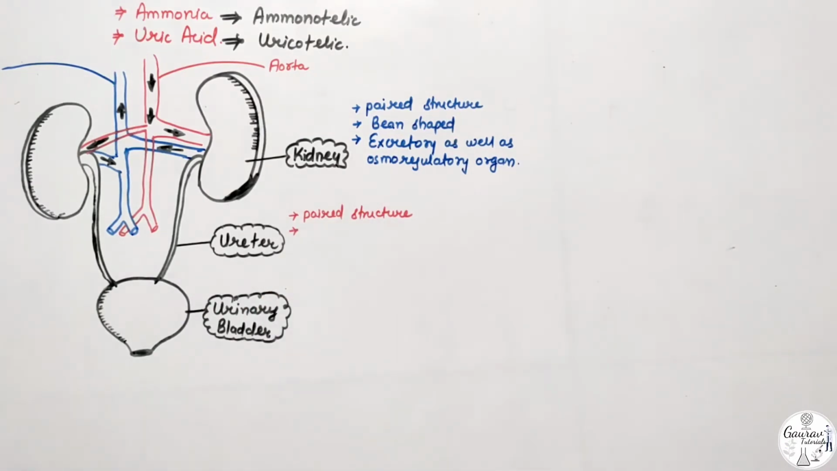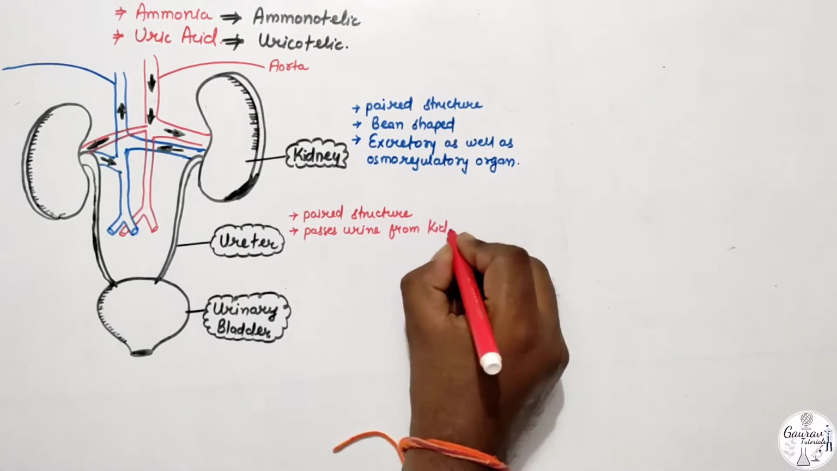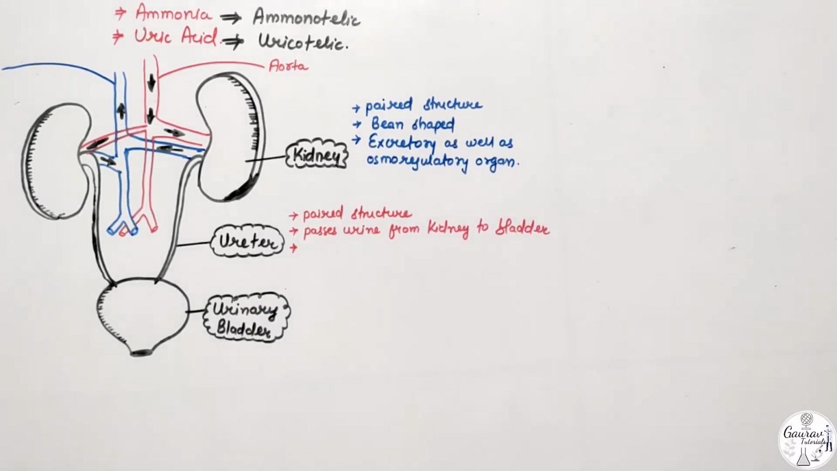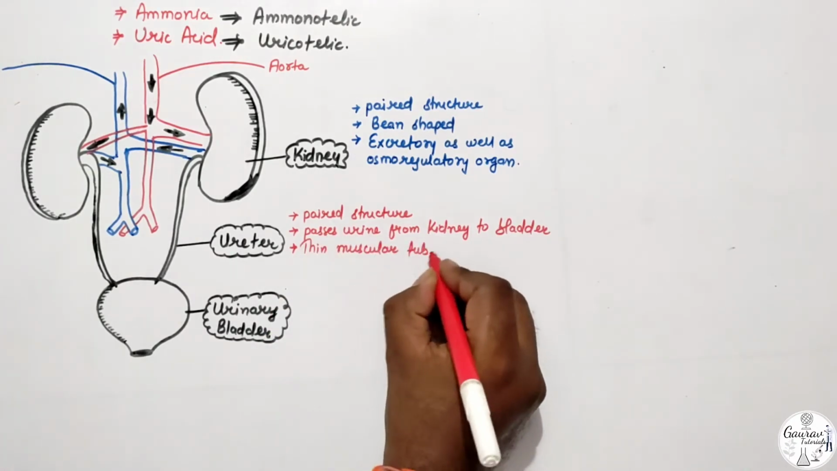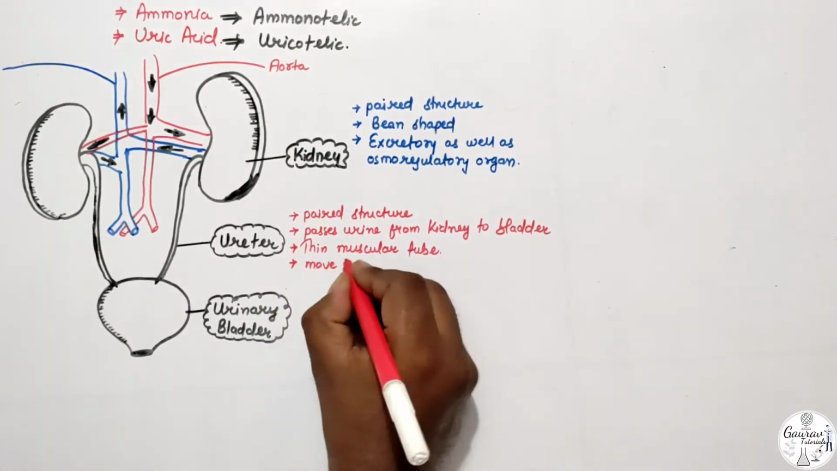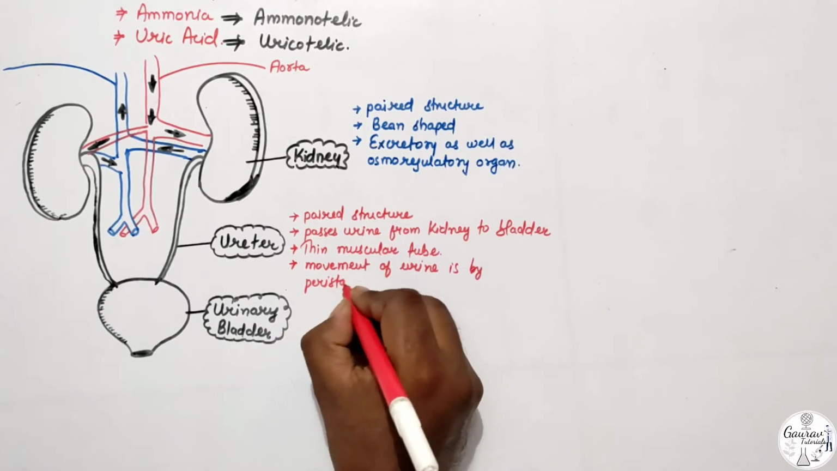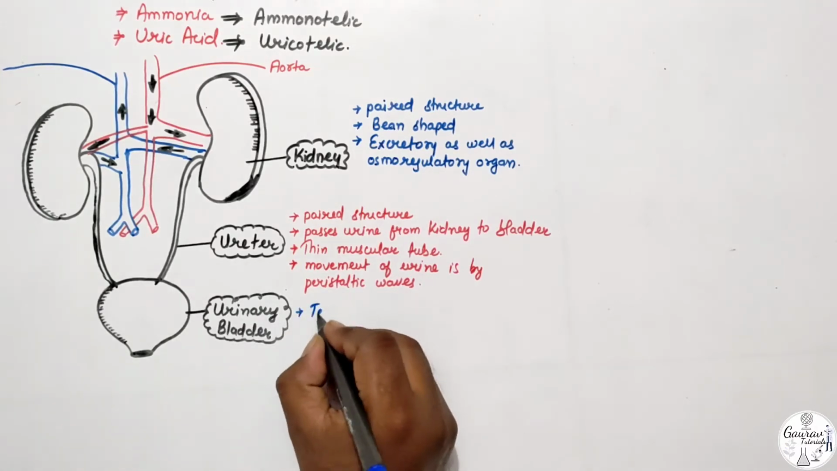Ureters are a paired structure. These basically pass the urine from the kidney to the urinary bladder. The ureters are thin muscular tubes which have the tendency to contract and relax. They are associated with the movement of urine, and this movement of urine is basically caused by peristalsis, the contraction and relaxation we talked about.